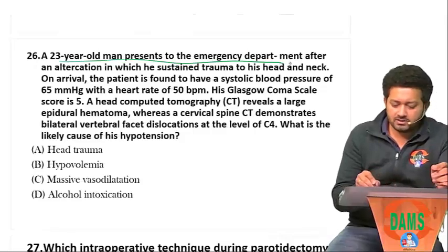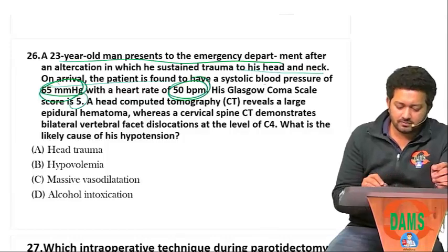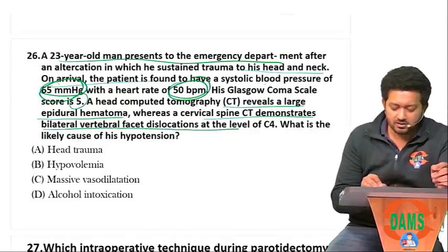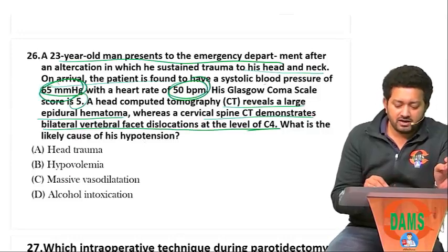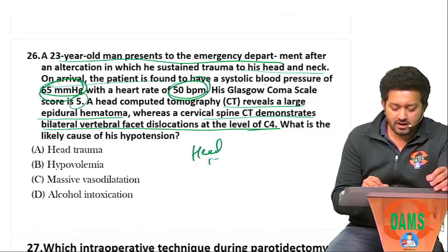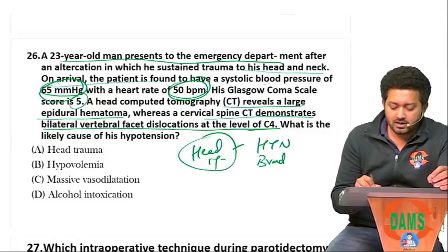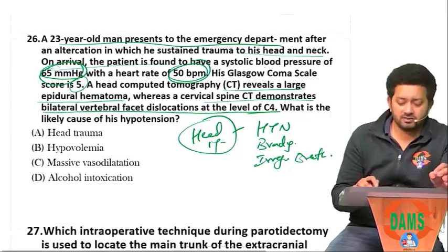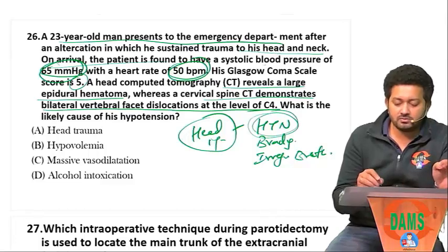Next question. Emergency department, trauma to the head and neck. Systolic pressure is low, heart rate is low, GCS is low. CT reveals epidural hematoma. Cervical spine shows vertebral dislocation at C4. What is the likely cause of his hypotension? See, in case of head injury, the patient develops hypertension, bradycardia, and irregular breathing. That is known as Cushing's reflex. So this patient's problem is not because of head injury, because there should be hypertension.